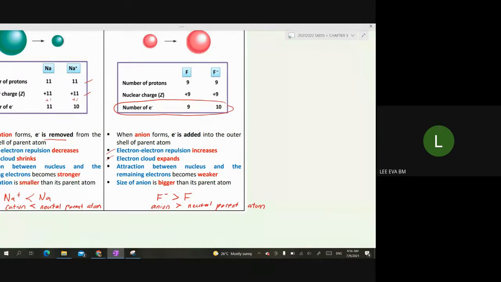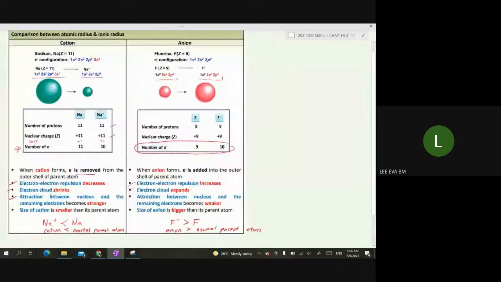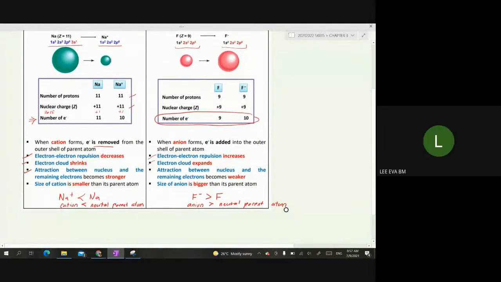Okay, so that is the comparison between the atomic size and the ionic size. So is there any questions on this page? So untuk chapter ni memang banyak explanation, banyak essay. And then this one will come out in your assignment questions. So any questions for this one? Tak ada. No, madam. Okay.